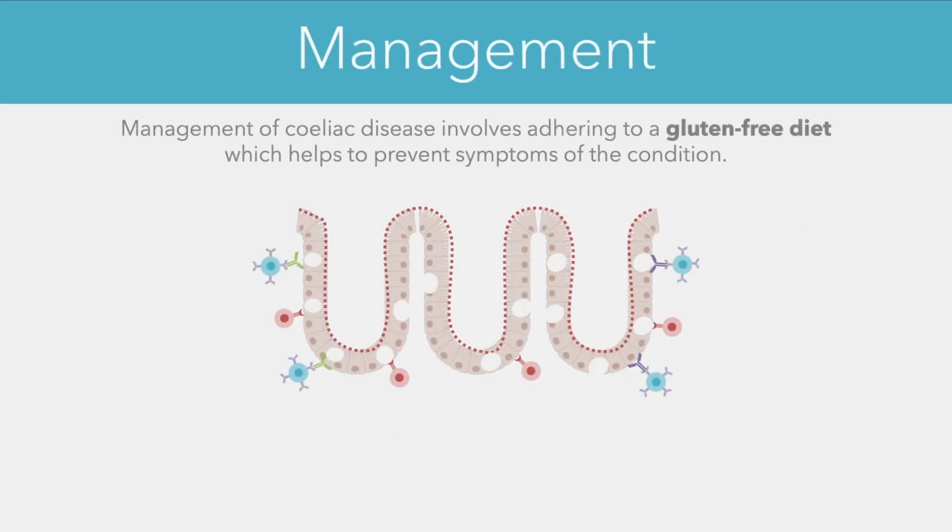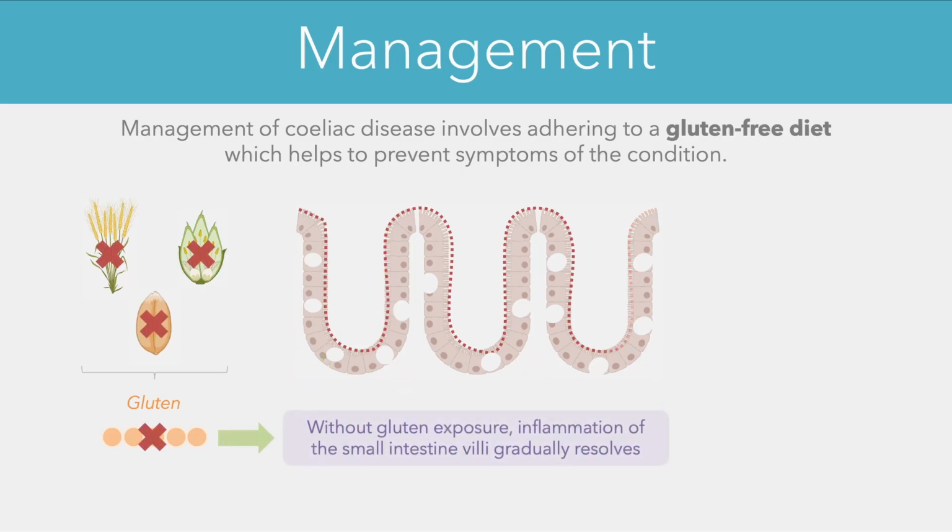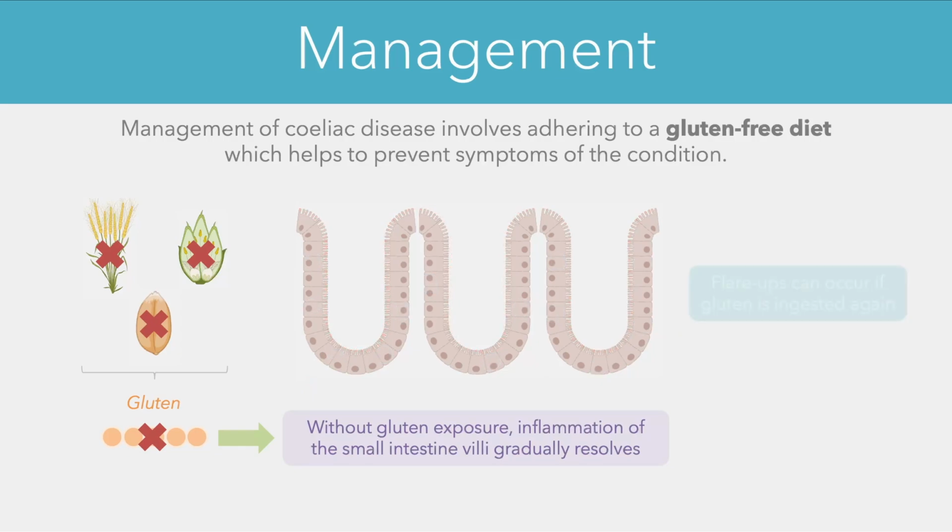In terms of the management of celiac disease, this involves adhering to a strict gluten-free diet, because it's inevitably the gluten which is instigating the autoimmune reaction. If we therefore remove gluten from the diet of these patients, it results in decreased inflammation around the small intestine, and the villi gradually heal over time. It's worth noting that flare-ups can still occur if gluten is ingested after the period of adherence, so the management of celiac disease is often lifelong.